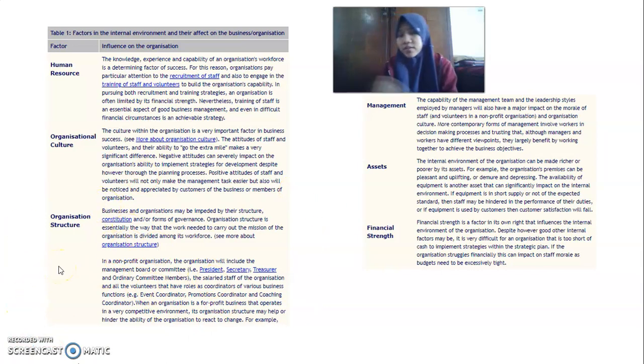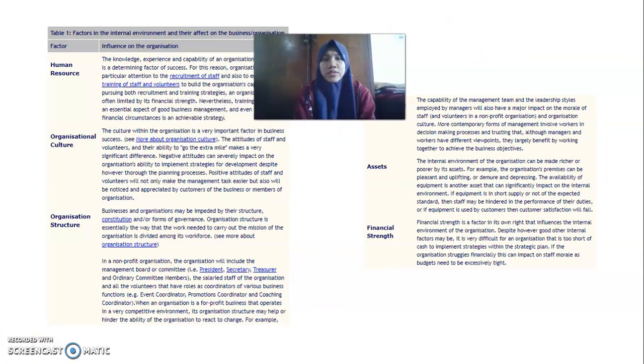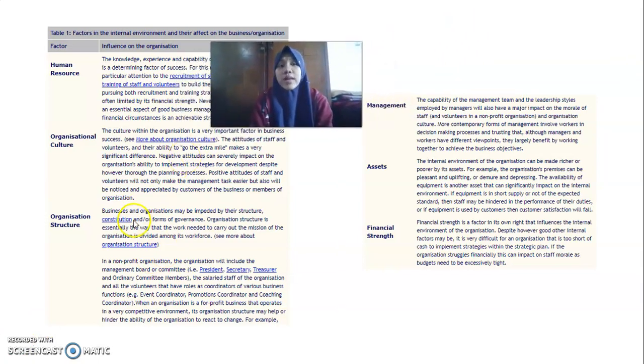Organization structures. Businesses and organizations may be impeded by their structures, constitutions, and form of governance. Management. The capability of the management team and the leadership style employed by a manager will also have a major impact on the morale of staff.